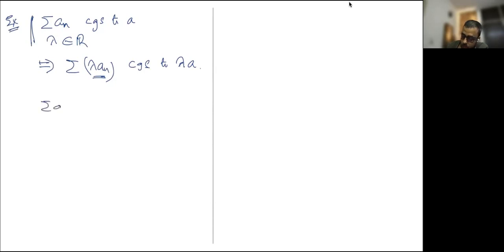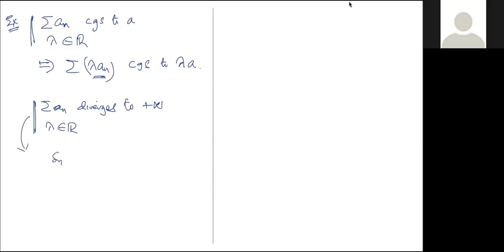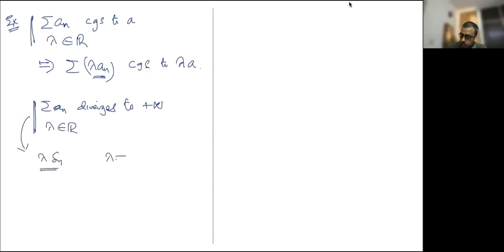What happens when this diverges to plus infinity and lambda is a real? If lambda is non-zero, it will diverge. Right. So here you have to make a distinction between these two cases.